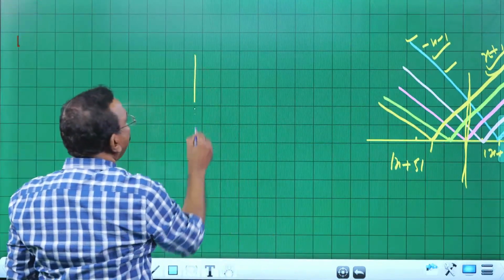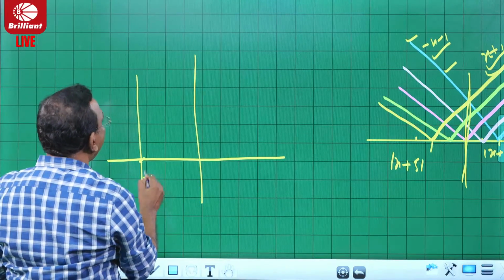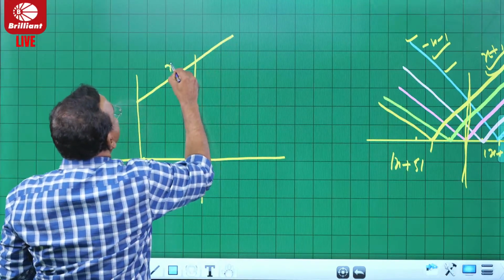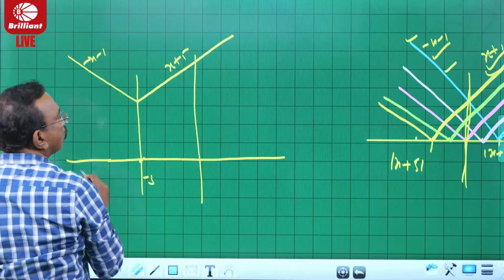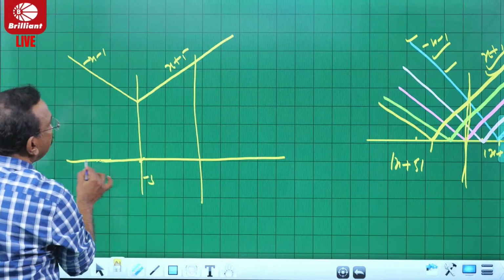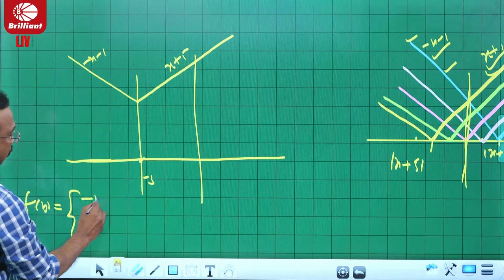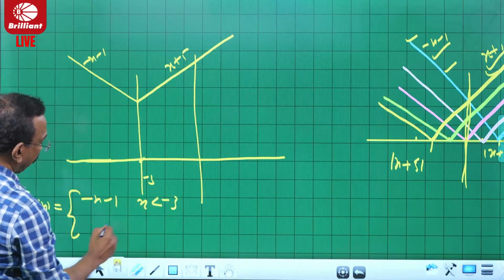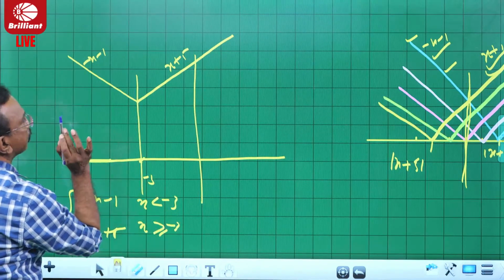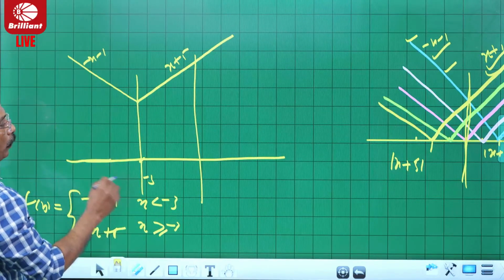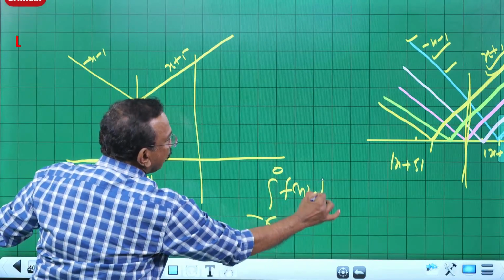So the maximum can be observed by this graph. You can see there's a line at −3, and to the right of that it should be x+5, and to the left here it should be −x−1. So this is actually our problem. This is actually the required graph. So our f(x) is equal to −x−1 where x < −3, and x+5 where x ≥ −3. This is the expression. But you want to find the value of the integral from −6 to 0 of f(x) dx. So it is interesting.